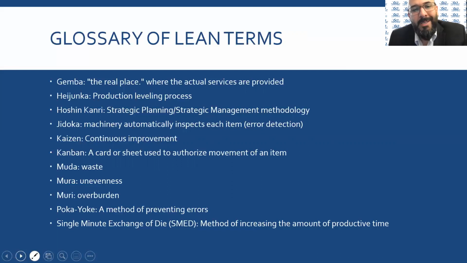Kanban is a card or a sheet used to authorize movement of an item, if you remember the flow of the items. Muda is the waste. We talked about lean as a technique to remove the waste from the process, and this is what we call removing the muda. Mura, unevenness. It's related to efficiency as well. Muri, overburden. Muri means overburdening your employees, for example. Poka-yoke is a method of preventing error.